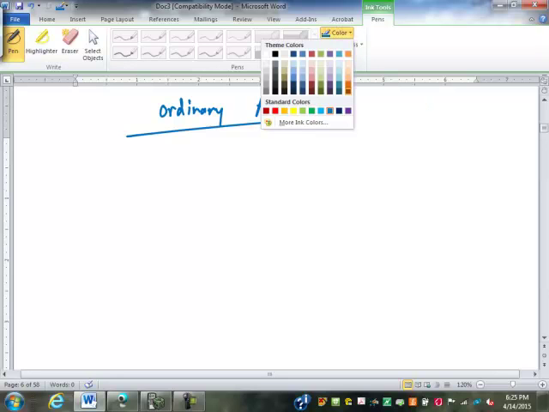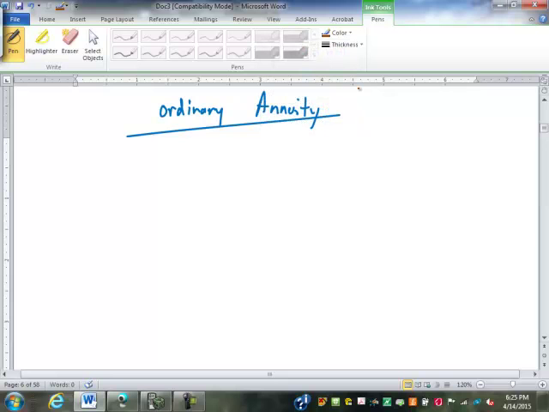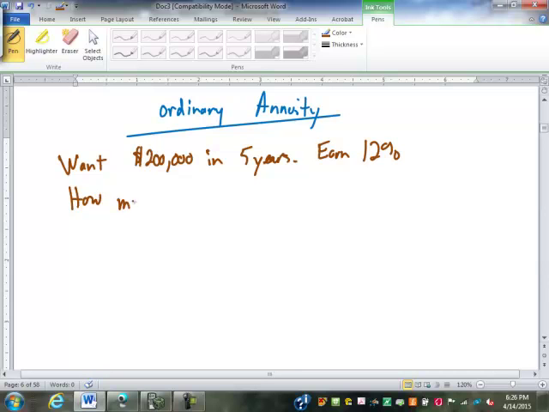Now, we used it going one direction, where if we had the monthly payment, what would the future value be? We can also go the other direction of, if we know what our future value is, figuring out what the monthly payment would have to be, or the payment per period would have to be. For example, let's say we want $200,000 in 5 years. We figure we can earn 12%. How much to pay each quarter?